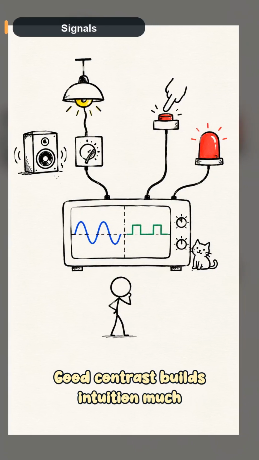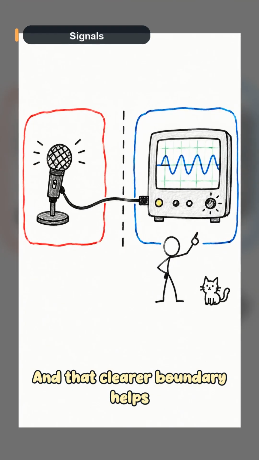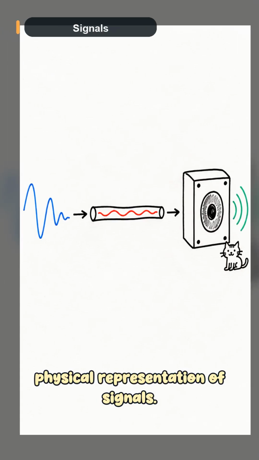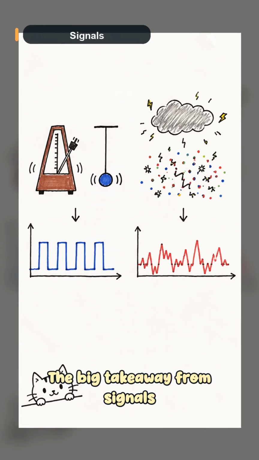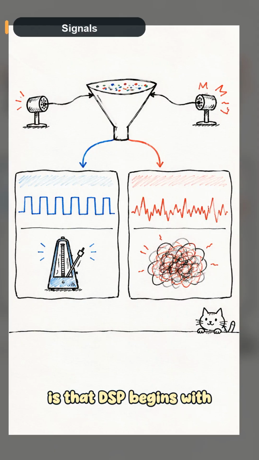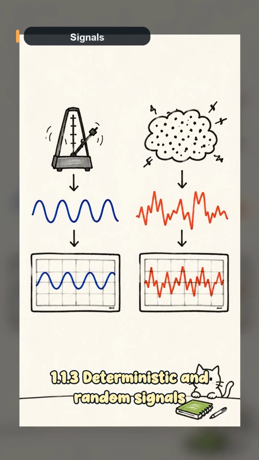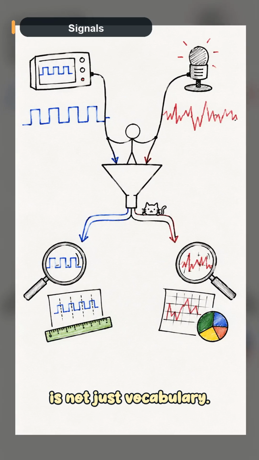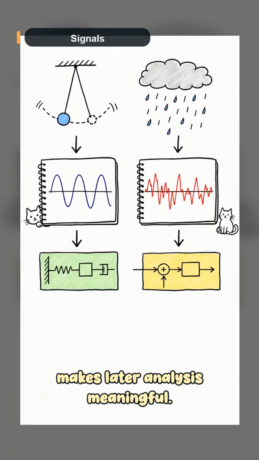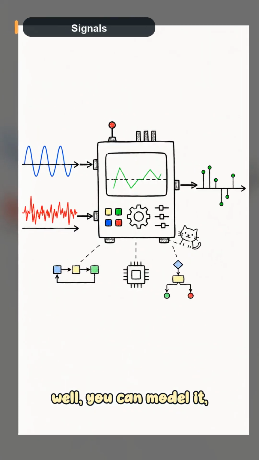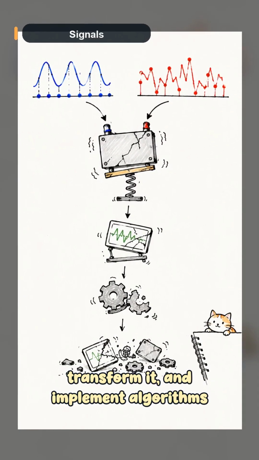Good contrast builds intuition much faster than isolated formulas, and that clearer boundary helps when you move into 1.1.2 physical representation. The big takeaway from signals is that DSP begins with disciplined representation. 1.1.3 deterministic and random signals is not just vocabulary. It is the step that makes later analysis meaningful. Once a phenomenon is represented well, you can model it, transform it, and implement algorithms around it.